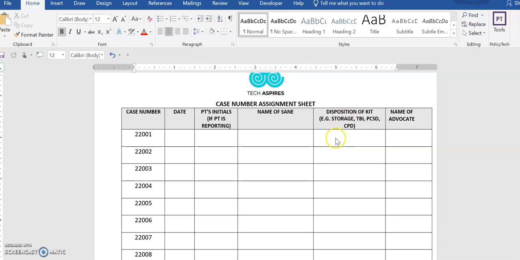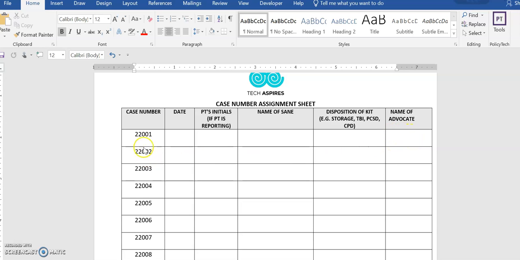Should that person report and you hand it off to a law enforcement agency, then it might be that you write Putnam County Sheriff's Department or Cookeville PD, because once they report, it becomes a case for the law enforcement, and that kit should not come back to us. It should go into their evidence locker and be stored there. And then just write the name of the advocate involved with the case.